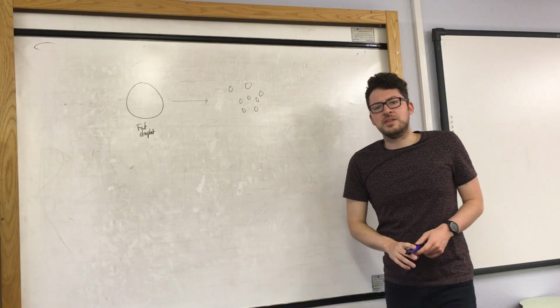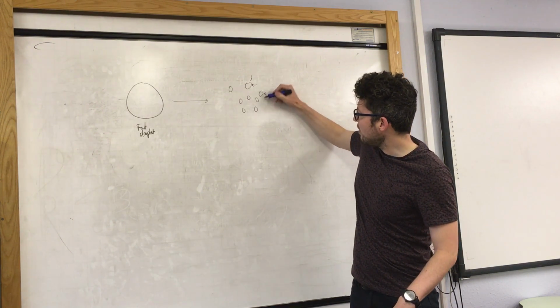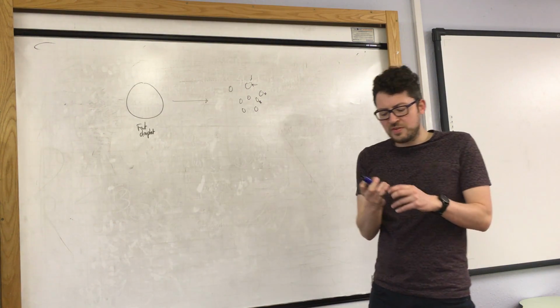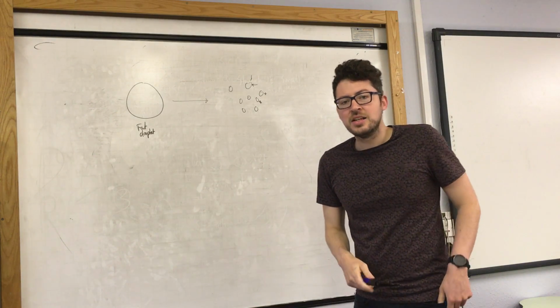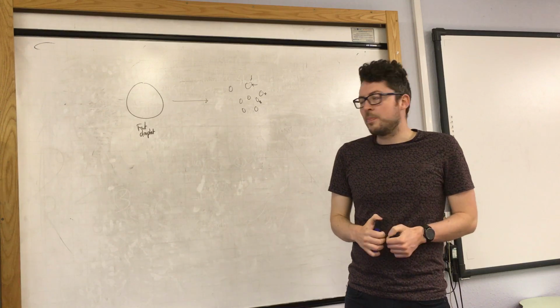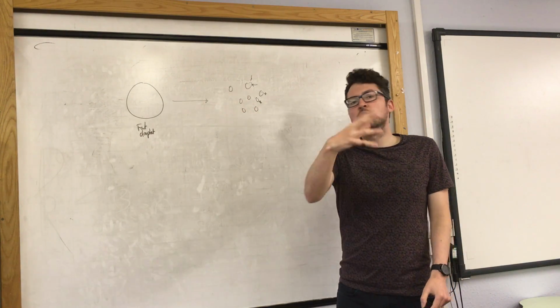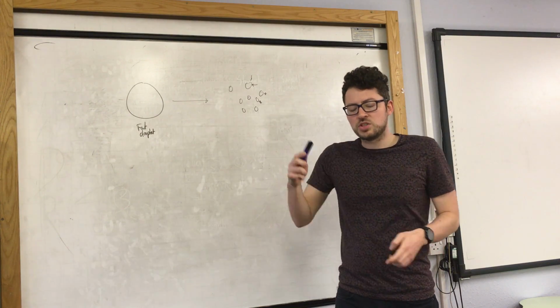Lots of smaller fat droplets. And what that does is it increases the surface area. And that increased surface area allows lipase to break down the fat more easily into fatty acids and glycerol. So it increases the surface area. Now this process is actually called emulsification, which I'll come back to.